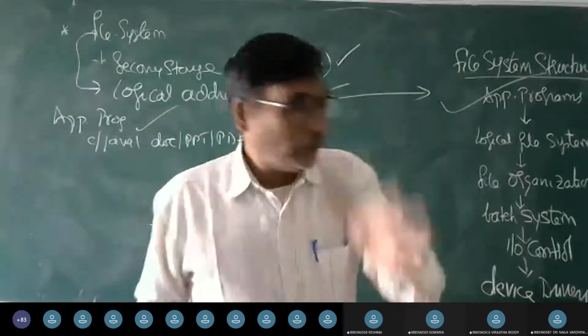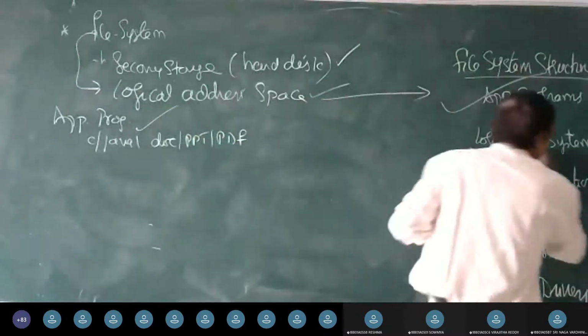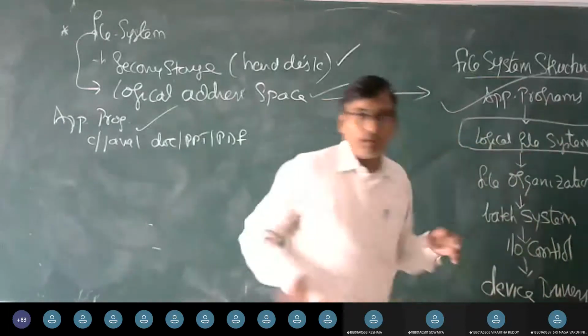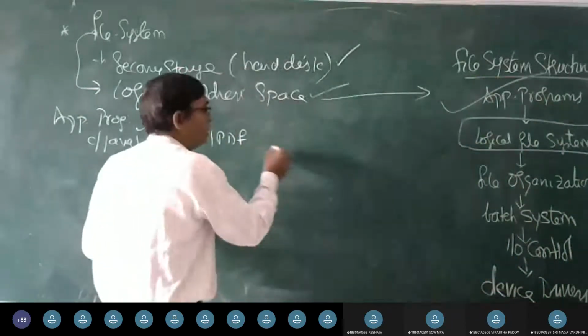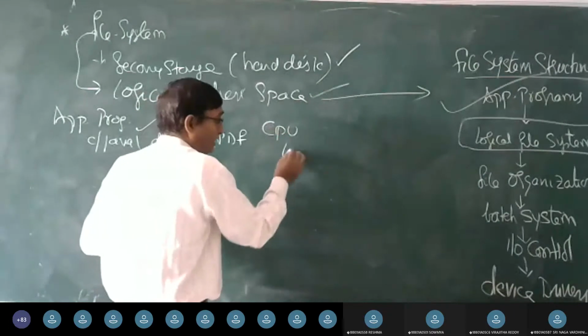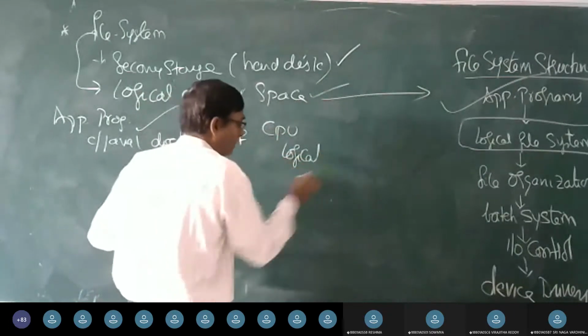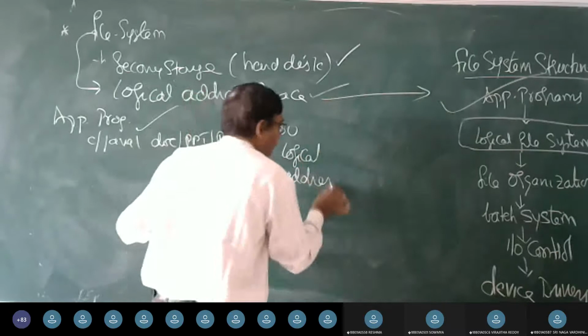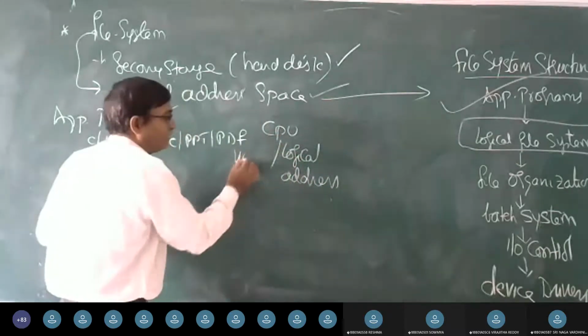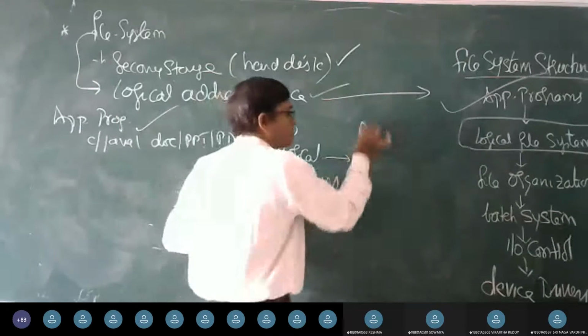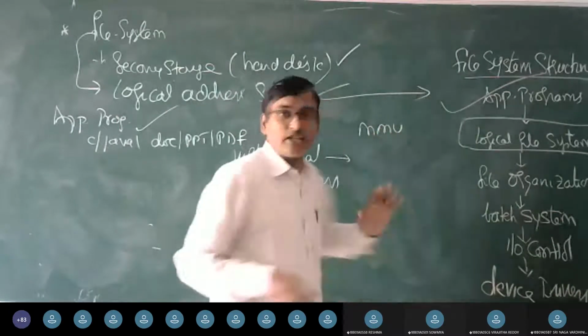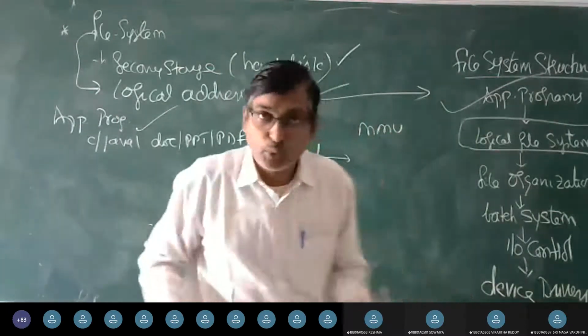Second one, we have to understand the logical file system. As far as the logical file system is concerned, the CPU is going to generate the logical address space. The other interchangeable name for this is virtual address space. And this virtual address space is going to be organized by the memory management unit.